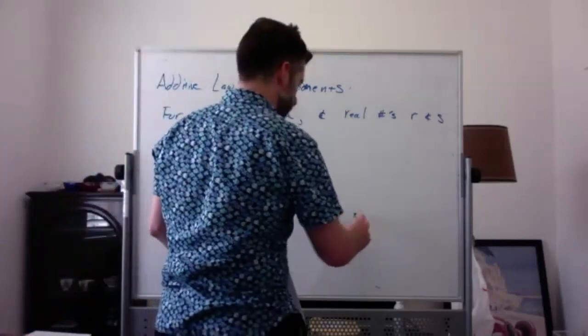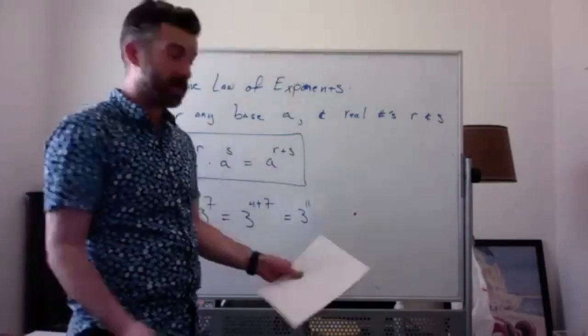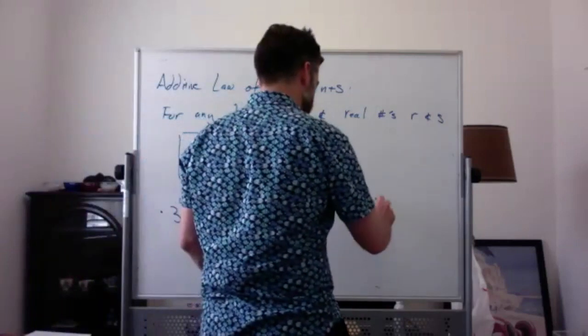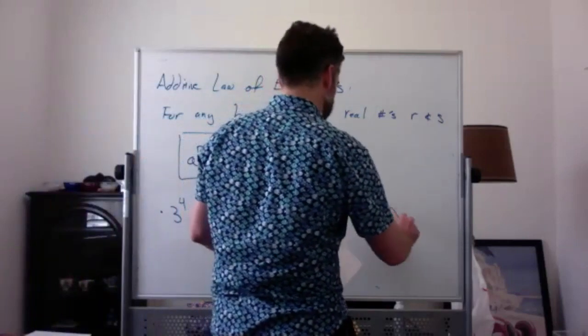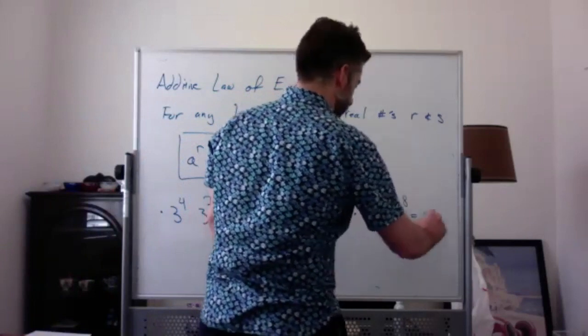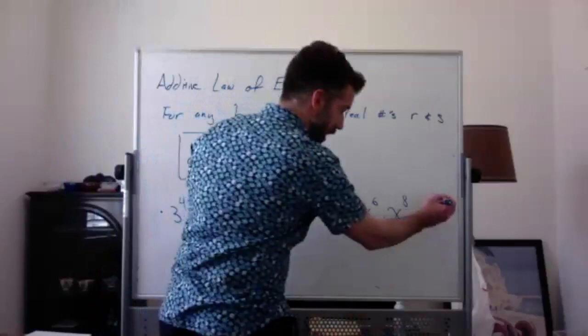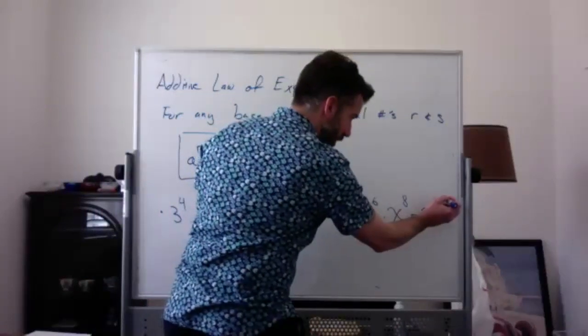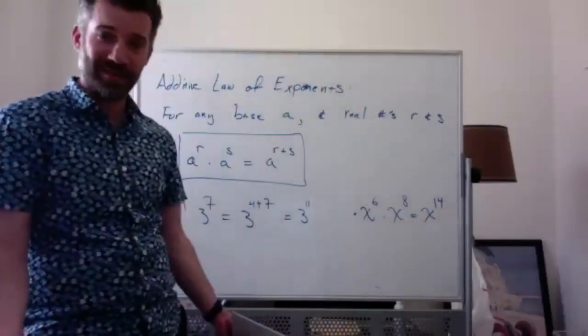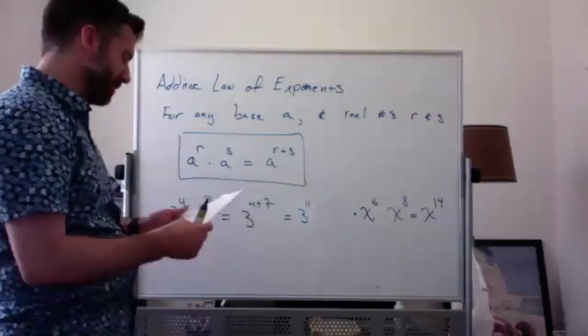Or we could say, you don't have to have numbers as your base. You could have variables like x to the 6th times x to the 8th. And that would be x to the what? 14. Yeah. We have to use our adding skills. Sometimes the adding is easier than others.